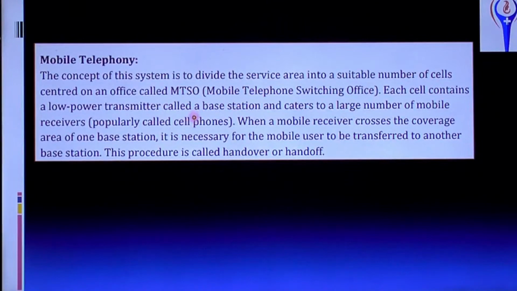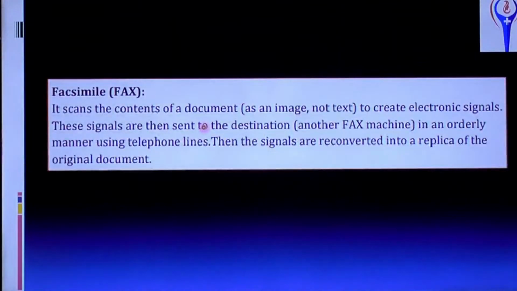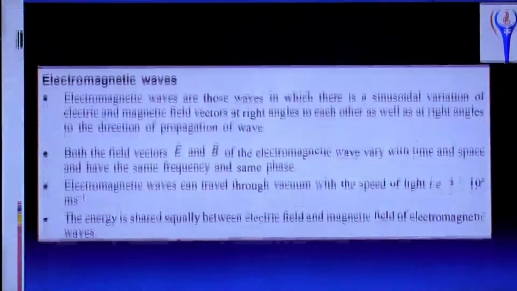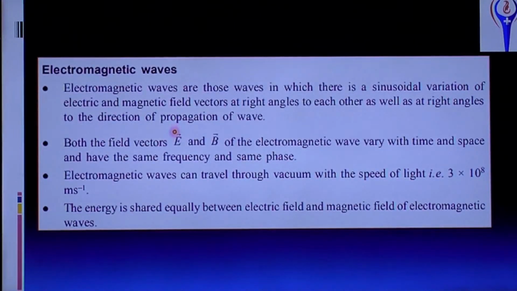Mobile telephony, that also we discussed, one transmitter and one receiver. Facsimile, fax. In olden days we used facsimile, fax, that is just like a Xerox thing. Here, by typing that particular person's number, it will be taken as a Xerox of that one. Electromagnetic waves.